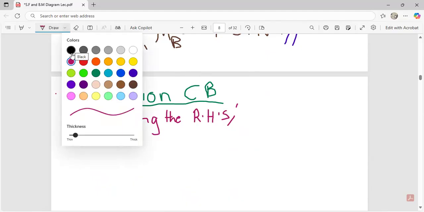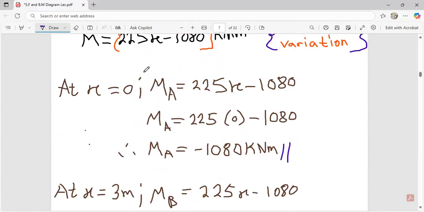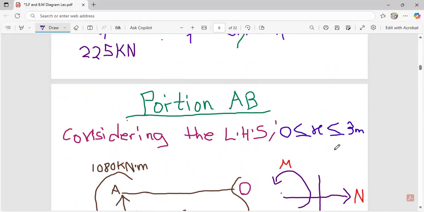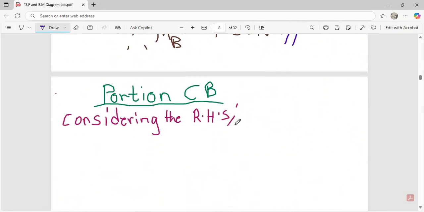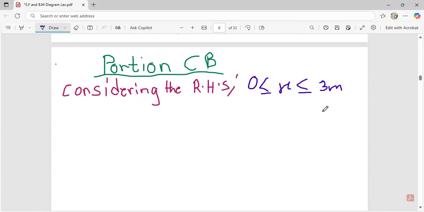Good. So as usual, if I'm reading from the right-hand side, initially from C, you realize that it's 0, because it is assumed that the dimension of that part is not known, just as we did for the first one over here. So you say that 0 is less than or equal to X, less than or equal to 3 meters. Good. So from here, what else do we do?